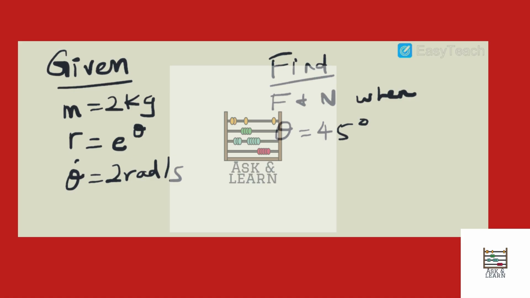Hi everyone, so what we have here is a collar that has a mass of 2 kilograms that's moving along a rod that has the contour defined by r equal to e^theta. We know that theta dot, or the rate at which the collar moves along the path, is equal to 2 radians per second. What we're asked to solve for is the tangential force F and normal force N acting on the collar when theta is equal to 45 degrees.